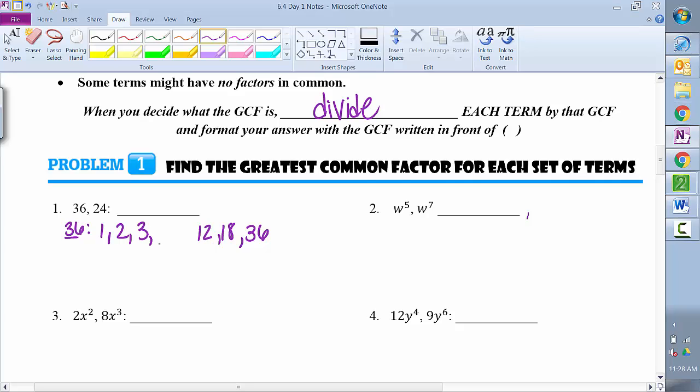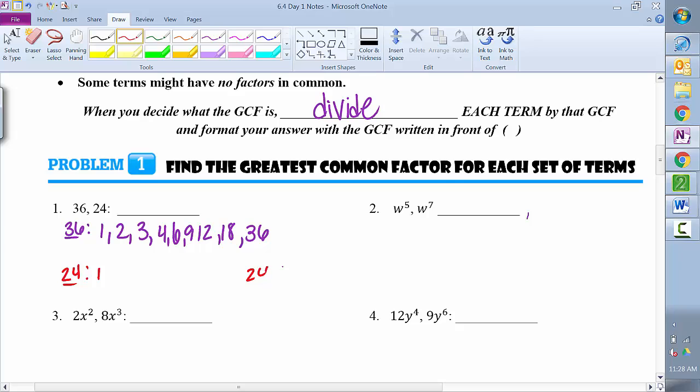Okay. Does 4 go in? So try it. 36 divided by 4. Does 4 go in there? Good. 4 and 9. 5 doesn't. Does 6? Yeah, it's 6 and 6. So there we go. We closed our gap. There's no other numbers that we can test. Let's do 24 now.